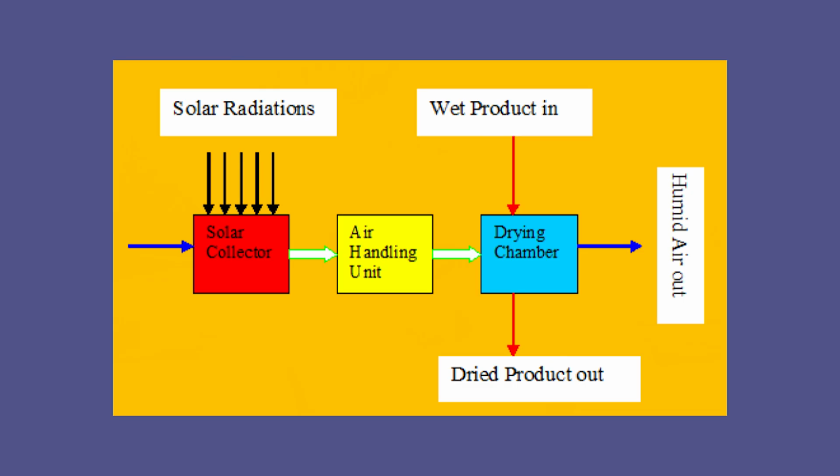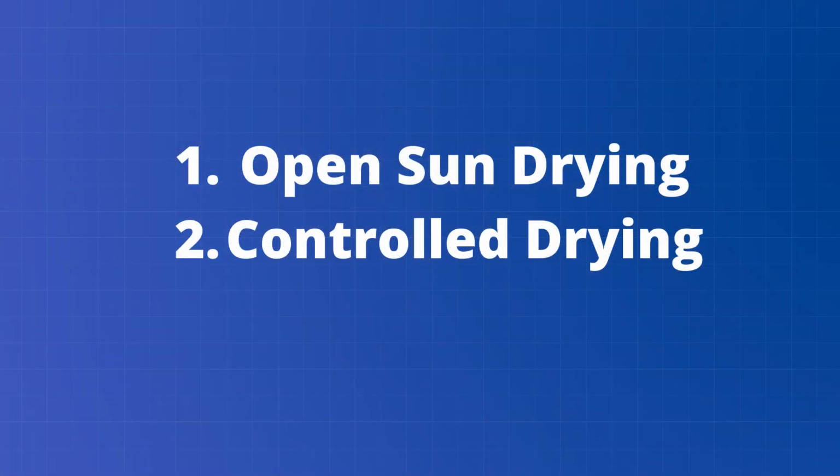The hot air is passed to the drying chamber. Your crop gets dried; the wet product will be there, which gets dried, and we end up with the humid air going out. And we can classify solar dryers, that is, drying by using solar energy, broadly as open sun drying and controlled drying.